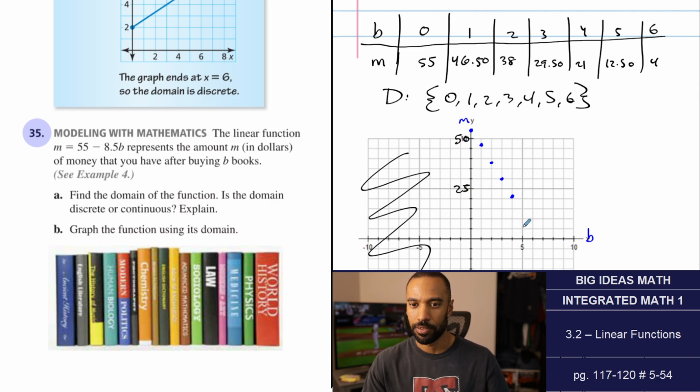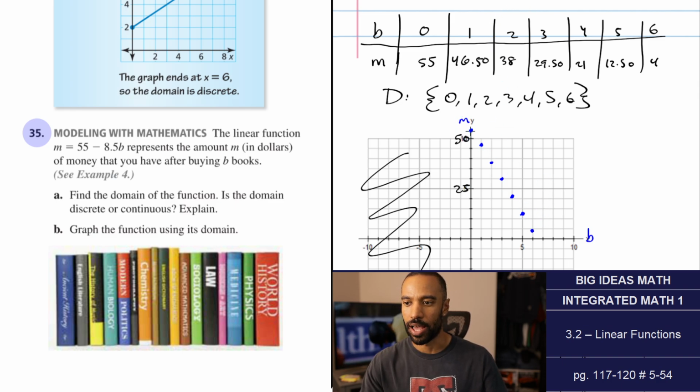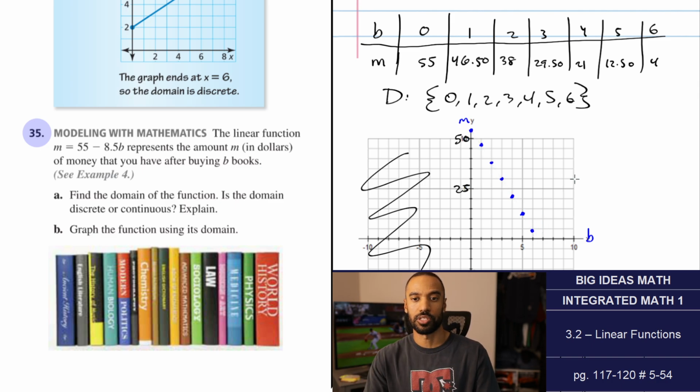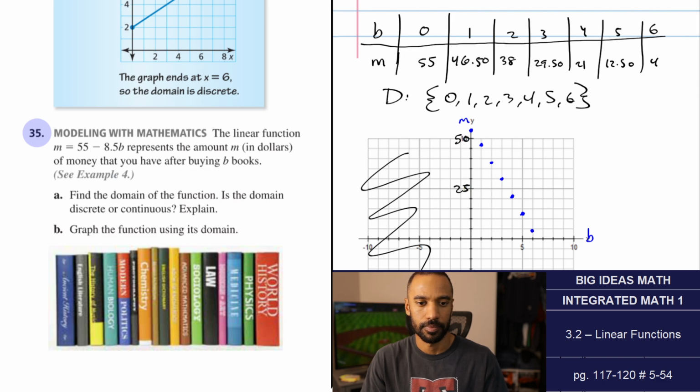Now, this is 5, 10, 15. 12.50 is exactly halfway between 10 and 15. And when x is 6, y is 4, which is 4/5 up the way from 0 to 5, the same distance as 21 would be from 20. So there's that. If I did draw a line, remember, it's not, it's linear, it's just discrete. So there's the graph using the domain, and we have it.